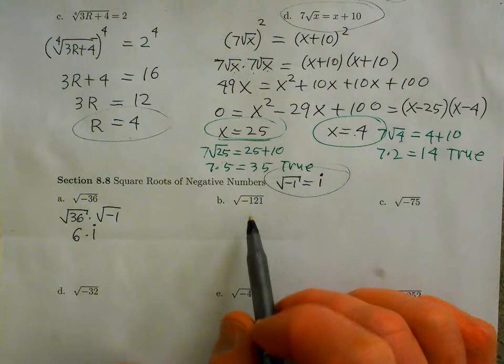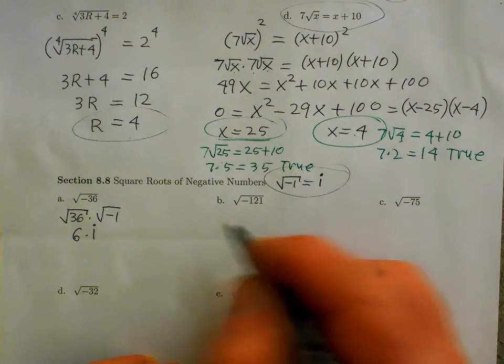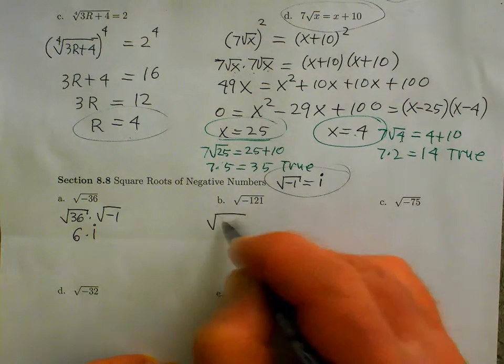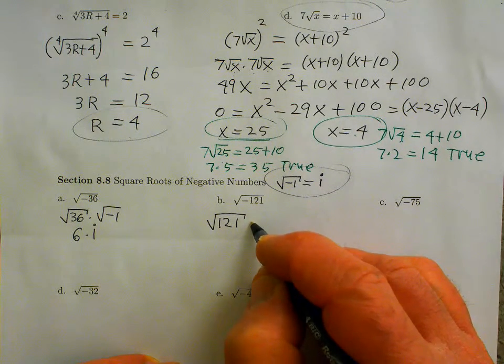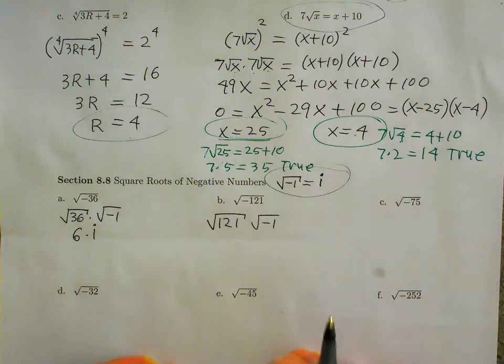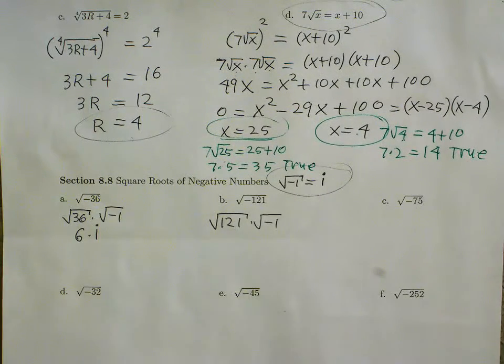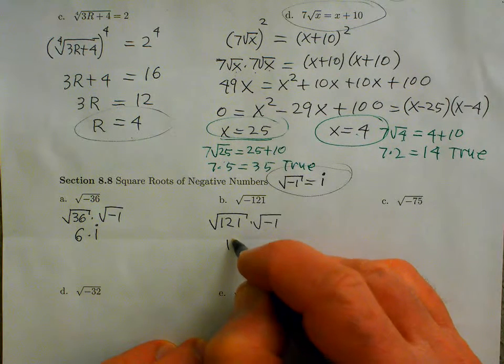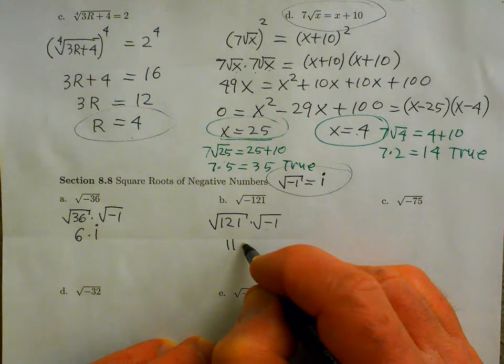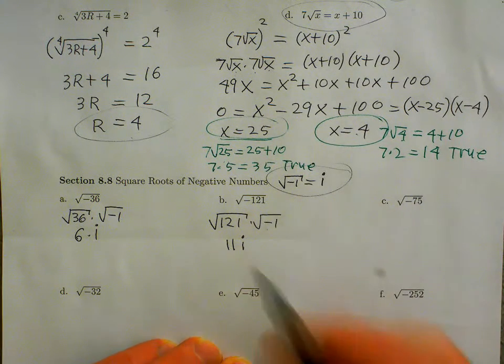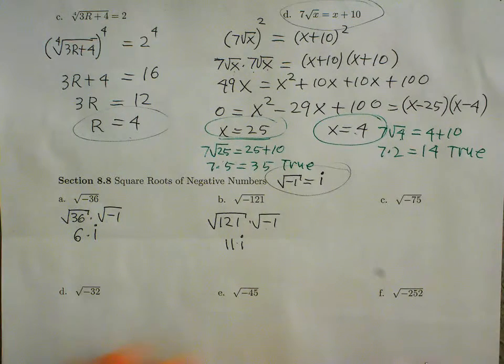Simplify the square root of negative 121. Think of that as the square root of positive 121 times the square root of negative 1. 121 is a perfect square. The square root of 121 is 11. And we replace the square root of negative 1 with I, so we get 11 times I for the simplified result.